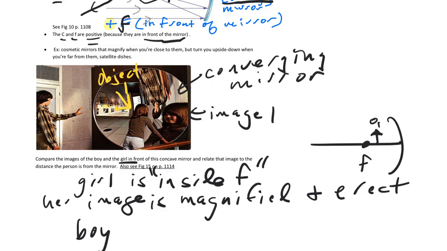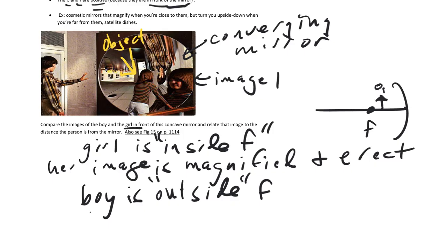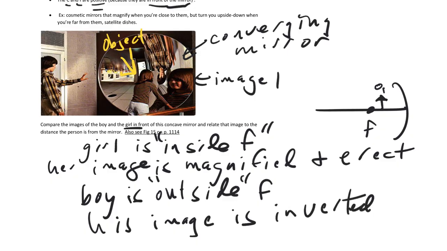The boy is outside the focal point. That means his distance away from the mirror is longer than the distance to the focal point from the mirror. His image is inverted, upside down. And it could be bigger, smaller, or the same size. It looks about the same size, but we'll go into details on that later. The point is his image is inverted, whereas her image is upright and always magnified.